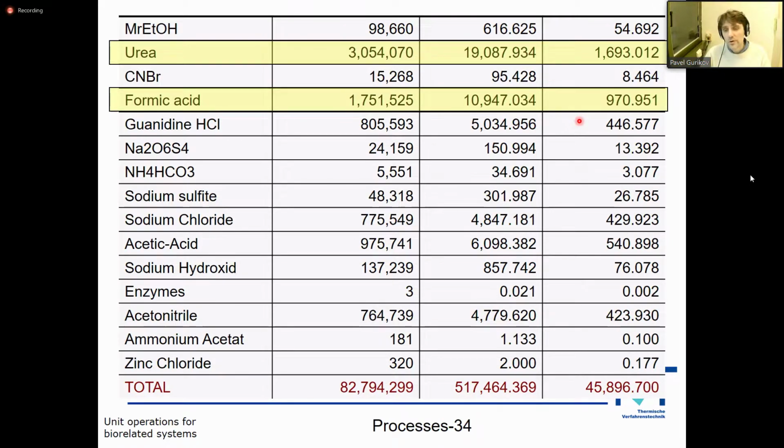All in all, you require almost 46 tons of chemicals to produce 1 kilo of insulin. Impressive number, 46 tons, yes, of chemicals.